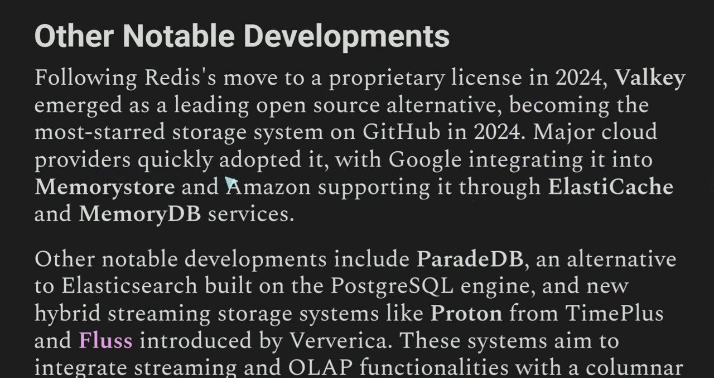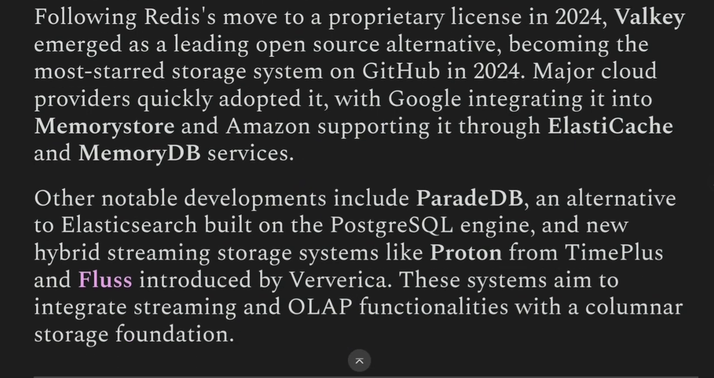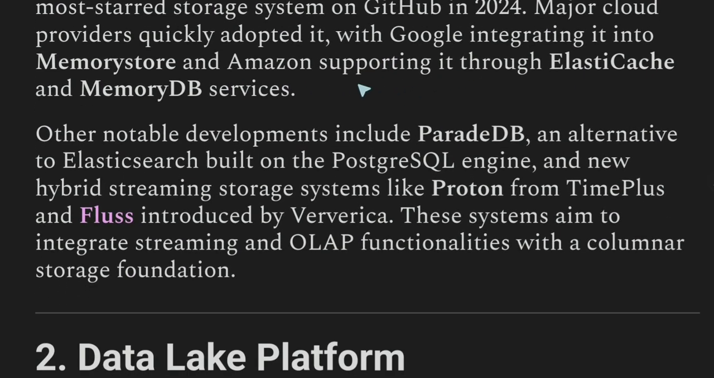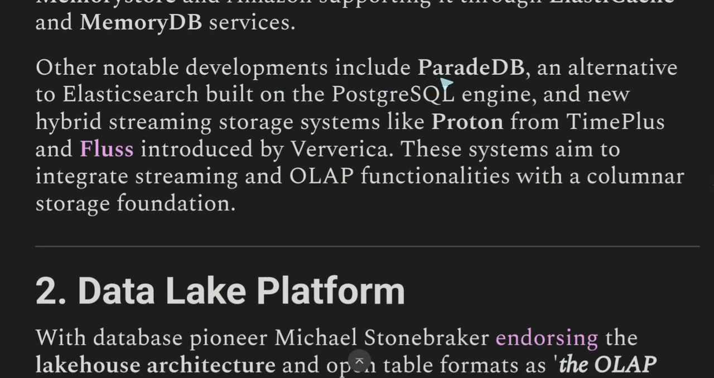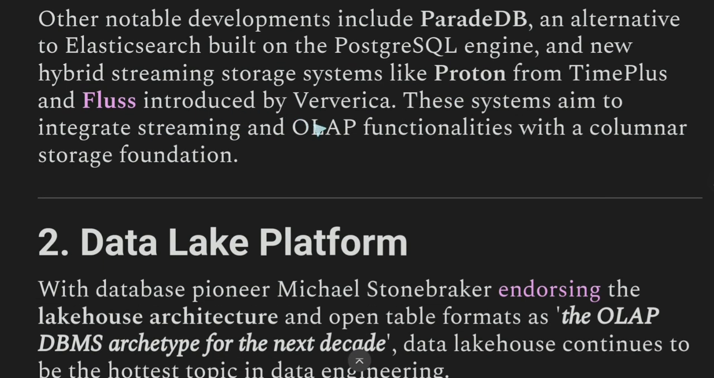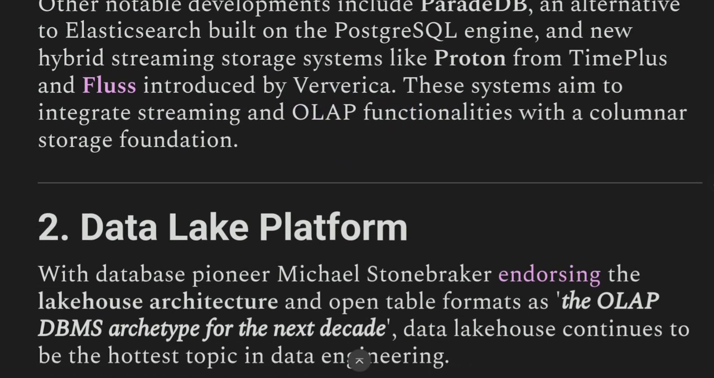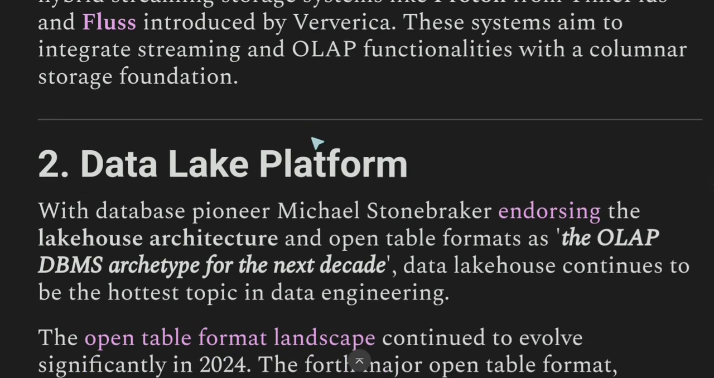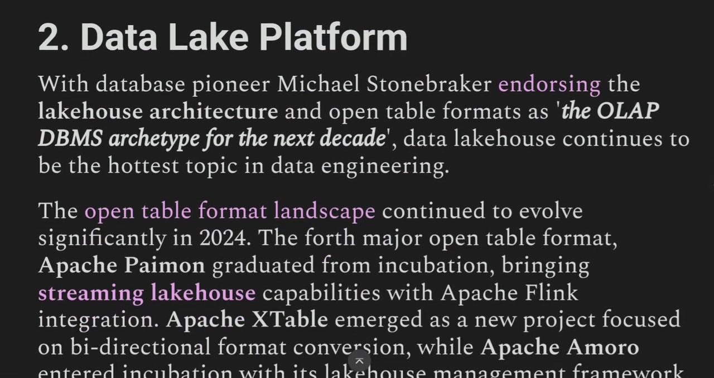Major cloud providers quickly adopted it, with Google's version in Memorystore and Amazon supporting it in ElastiCache and MemoryDB service. Other notable developments include ParadeDB, an alternative to Elasticsearch built on Postgres. And new hybrid streaming storage systems like Proton from Timeplus and Fluss introduced by Alibaba. These systems aim to integrate streaming and OLAP functionalities with a columnar storage foundation.